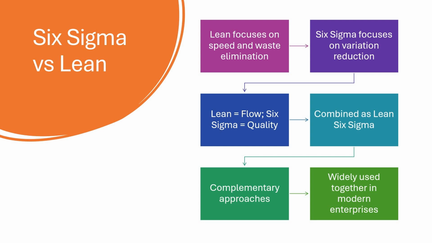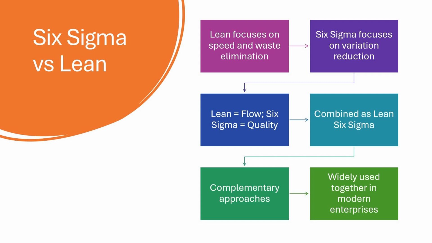Lean ensures the process flows quickly and efficiently. Six Sigma ensures that what flows is accurate and defect-free. Lean focuses on process speed, while Six Sigma focuses on process precision. Together, they are a great combo and they create fast and flawless systems.